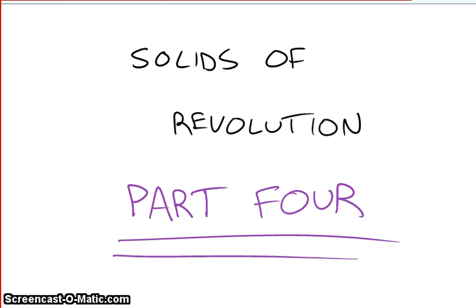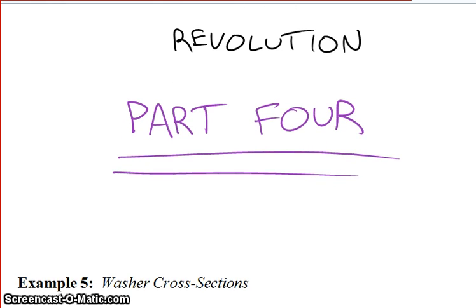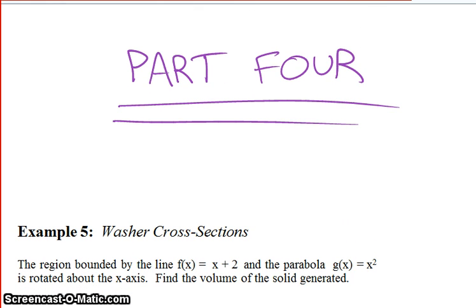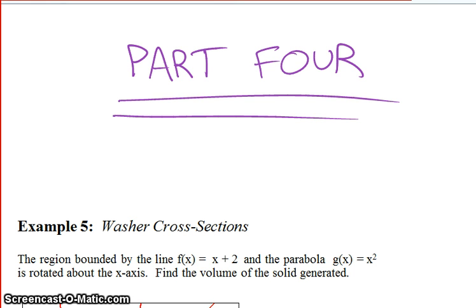This is on page 381, section 8.2. Here is the problem. The region bounded by the line x plus 2 and the parabola x squared is rotated about the x-axis. Find the volume of the solid generated. Okay, so they don't tell us that it's first quadrant. They don't tell us anything else. They just tell us that there's a region bounded by these two graphs.